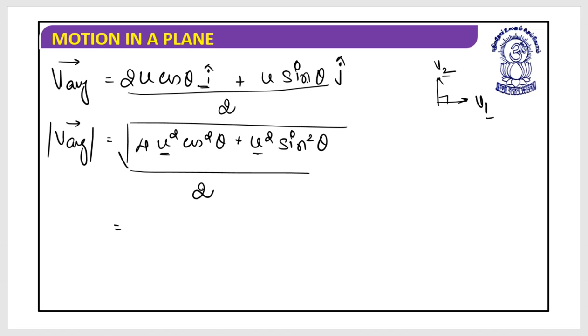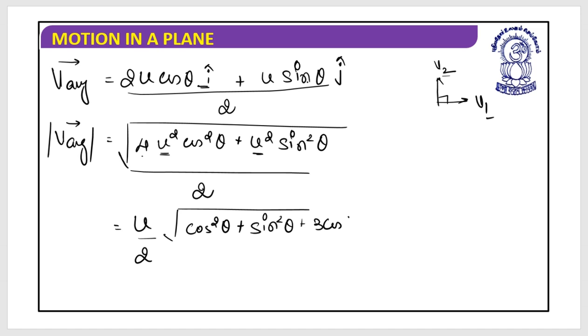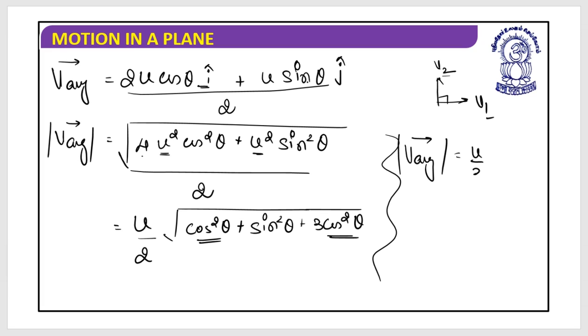This is u square, this is u square, so keep it out of the square root, let's say u by 2. Let's break the 4 cos square theta under the root into two parts: one is cos square theta plus sin square theta, plus 3 cos square theta. Is it okay? 3 cos square theta plus cos square theta is 4 cos square theta, which I already wrote. So the magnitude of v average is u by 2 times the square root of cos square theta plus sin square theta, which is 1, plus 3 cos square theta. This would be the final answer.